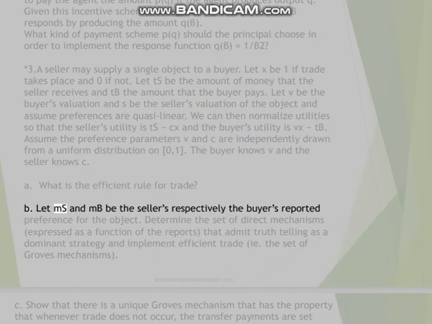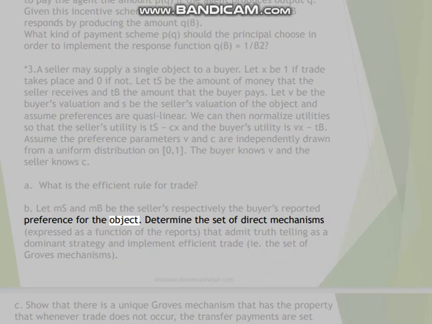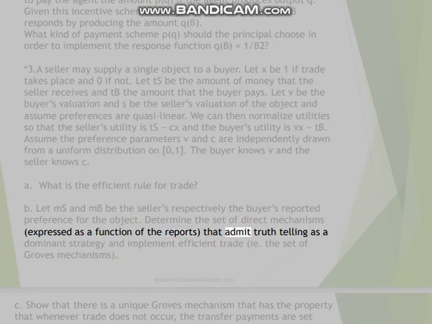B. Let MS and MB be the seller's and the buyer's respective reported preference for the object. Determine the set of direct mechanisms, expressed as a function of the reports, that admit truth-telling as a dominant strategy and implement efficient trade, i.e. the set of Groves mechanisms.